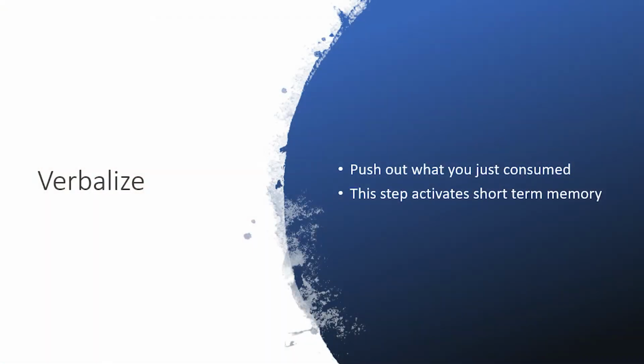The second step is to verbalize. Okay, verbalize is a step that means push out an expression of what you just consumed. We used to call this the discussion step. We no longer do that because we don't want interaction back and forth. This is about the brain. The brain takes in text, now the brain pushes out text. And those 2 things in sequence are incredibly powerful for the translator because now they've activated their memory, and their short-term memory is alive.